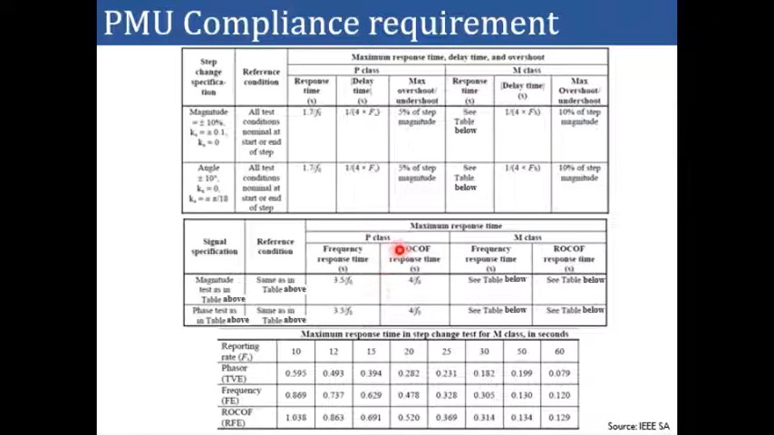Now let's talk about the frequency and rate of change of frequency. For P class, for magnitude test it will be 3.5 by f naught, and rate of change of frequency will be 4 by f naught, and for the phase angle test the value will remain same. In case of M class, there are lot of conditions with respect to reporting rate. So with the change in frame reporting rate, the value of frequency error and rate of change of frequency error will change.